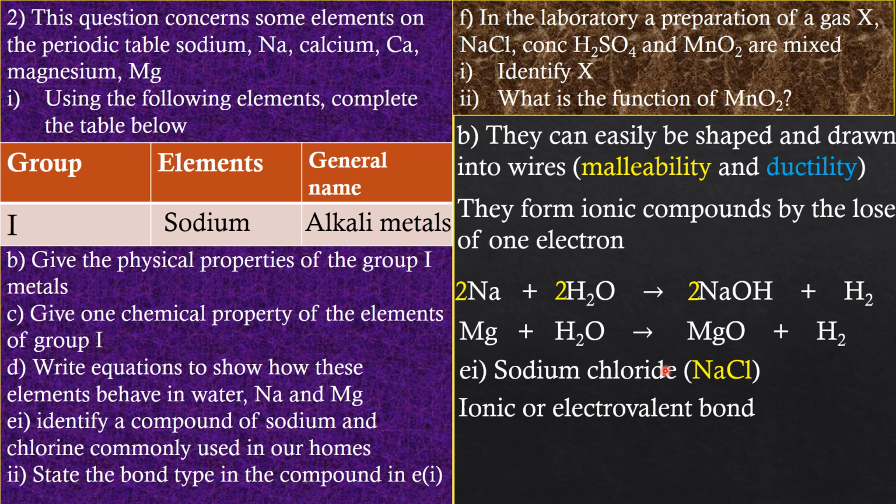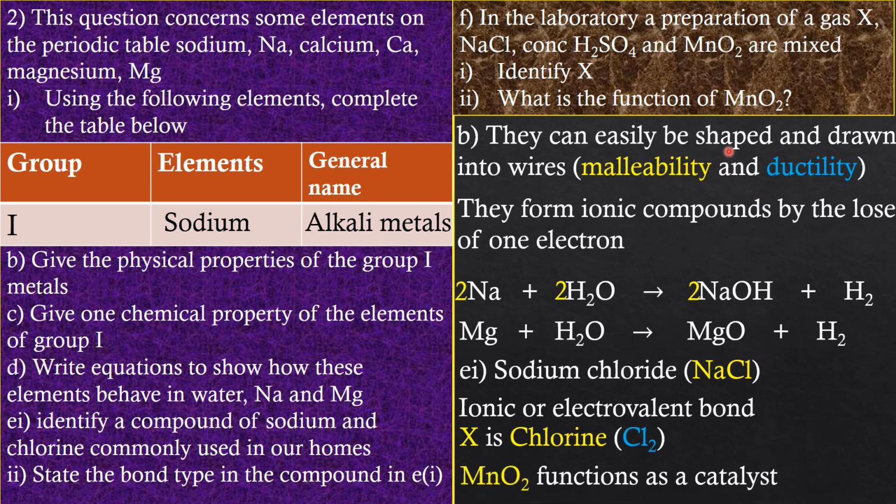Okay. Now, guys, the F is saying that in the laboratory preparation of a gas X, sodium chloride and concentrated sulfuric acid and manganese 4 oxide are mixed. Identify X. So guys, X is simply going to be the gas chlorine, because the method described is simply the laboratory preparation of chlorine gas. So that's it. And the function of manganese 4 oxide, as the question is asking, is simply as a catalyst. Great. That's it, friends.